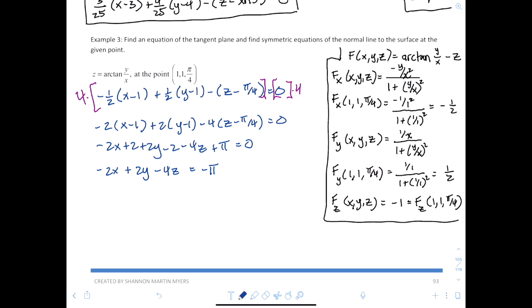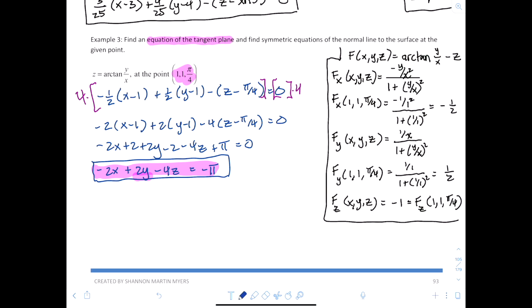Cool so far? All right, so that's the first part. We found the equation of the tangent plane at the point. So that was all this. And now we need to find the symmetric equations.